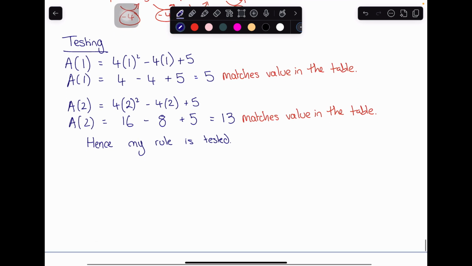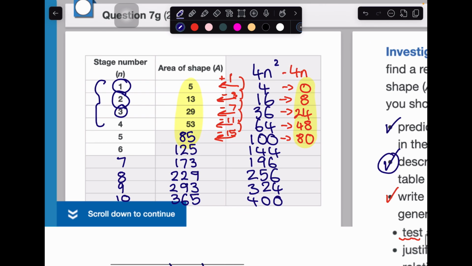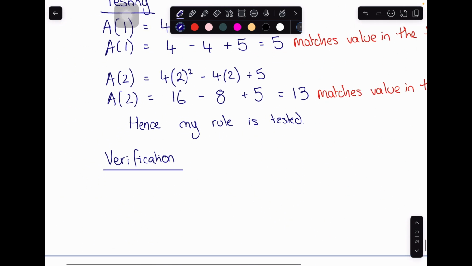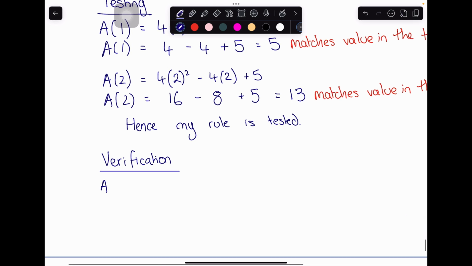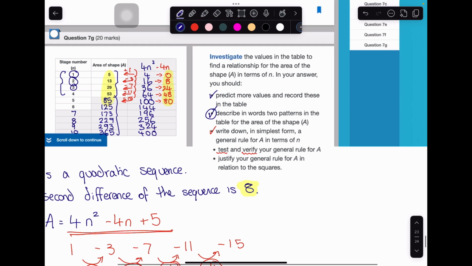Okay, then you're going to go on to your verify, so verification. Okay, and this is where you use the values for the numbers that weren't given to you, so the ones that you predicted. So if you go back to the table here, these were the ones given to us, and then all of these are the numbers that we have predicted. Okay, so you can use any of those. So if I start with 5 and 6, so let me just get this right again.